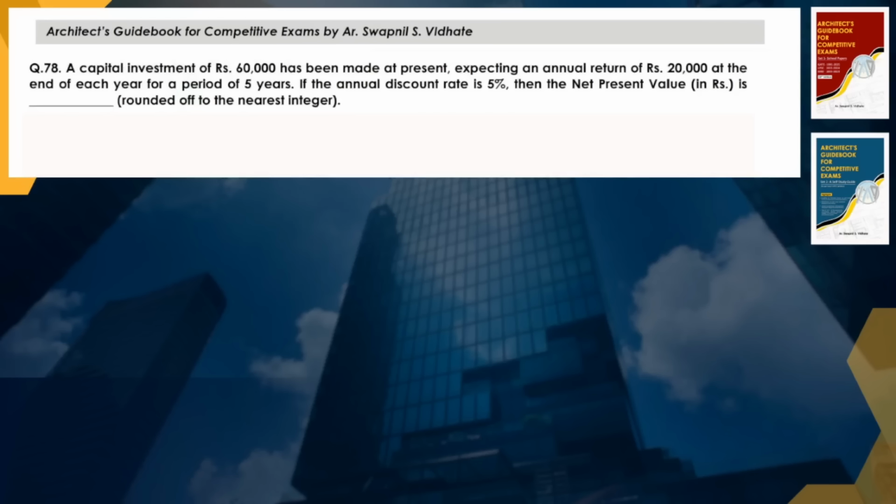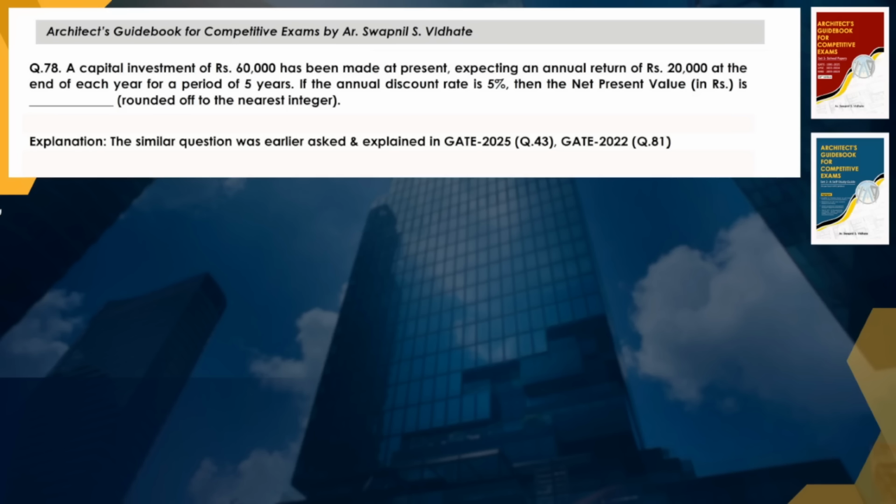Question 78. A capital investment of rupees 60,000 has been made at present, expecting an annual return of rupees 20,000 at the end of each year for a period of 5 years. If the annual discount rate is 5%, then the net present value, that is NPV in rupees, is how much? You need to put the answer rounded off to the nearest integer.